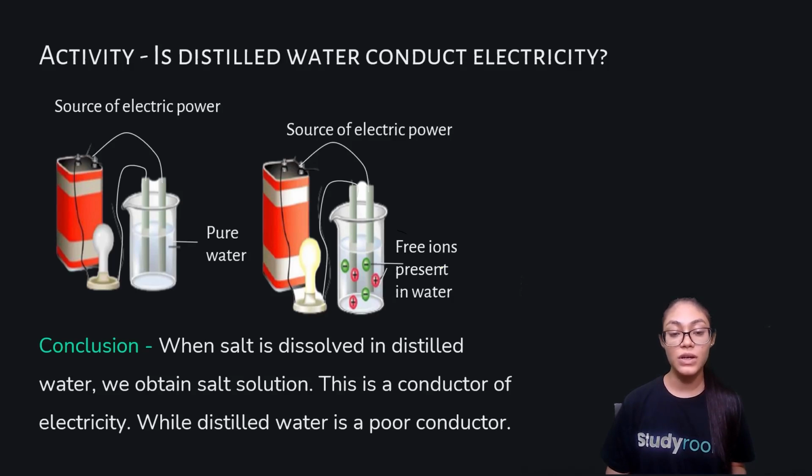So from this we can conclude that when salt is dissolved in distilled water, we obtain a salt solution. This is a conductor of electricity, because when we add salt to the water, there is a presence of free ions in the water. Now these free ions enable the water to conduct electricity through it. So the conclusion is that distilled water is a poor conductor, while the salt solution is a good conductor of electricity. Correct?